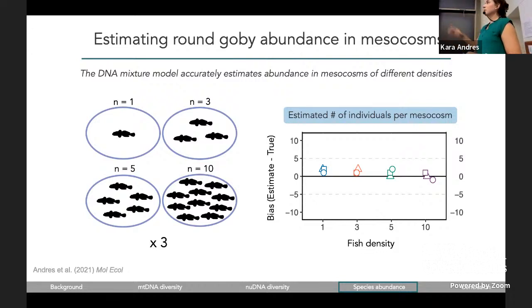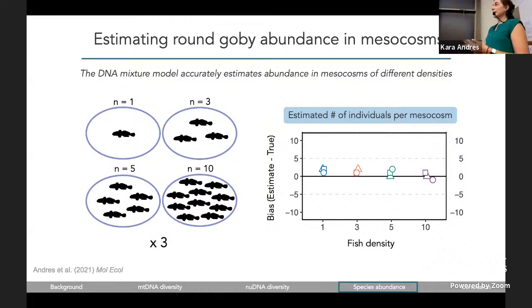So what I'm showing on the right-hand side is the bias in that estimated number minus the true number of individuals. So anything along that horizontal zero line is going to be a perfect estimate of the number of gobies in each of these mesocosms. And you can see that we're seeing low levels of bias. We're pretty accurately estimating the number of round gobies in each of these mesocosms. And again, that's based on just the sample genetic material in an environmental DNA sample.